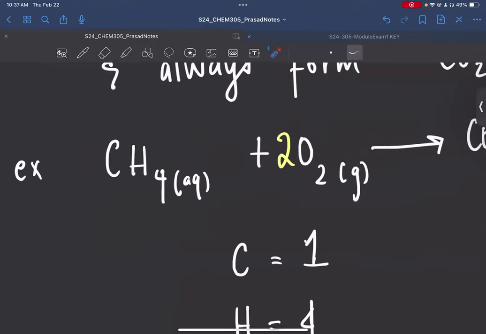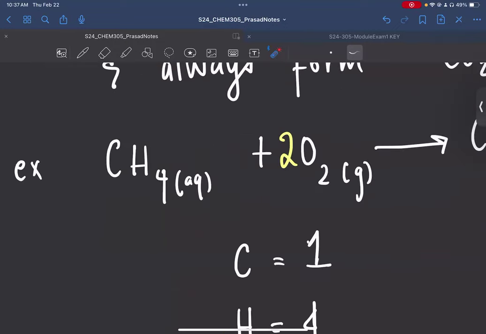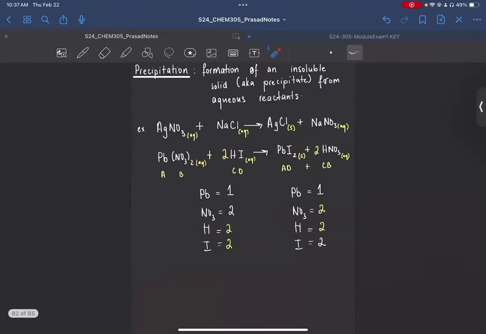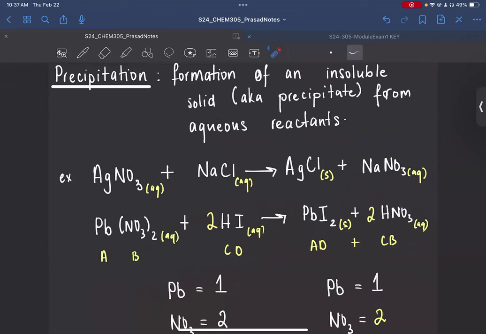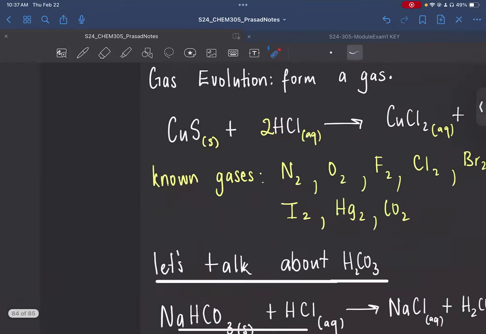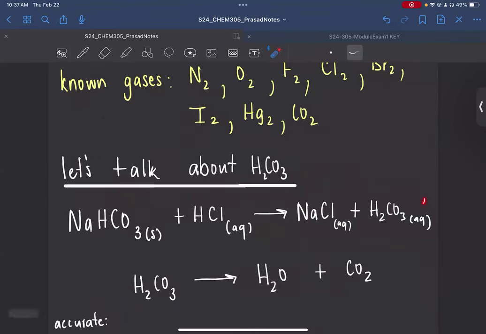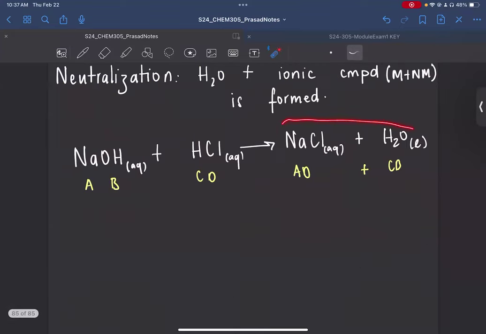So once you see some CH compound with O2, that's combustion. You don't even have to think about it. But for all of the others, the only way for you to have known this was precipitation was to predict the product and then do the state symbols. Similarly, to identify this as gas evolution, you need to recognize the products. And here again, for neutralization, you need to identify products.